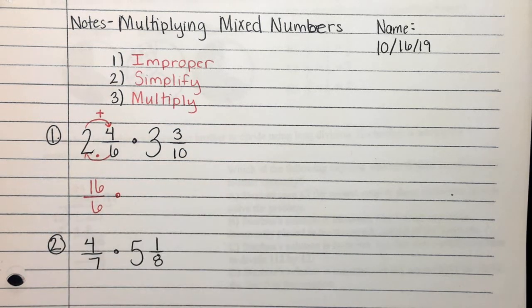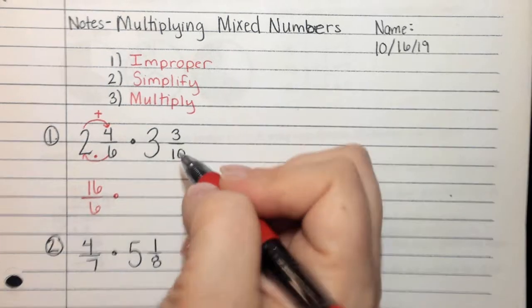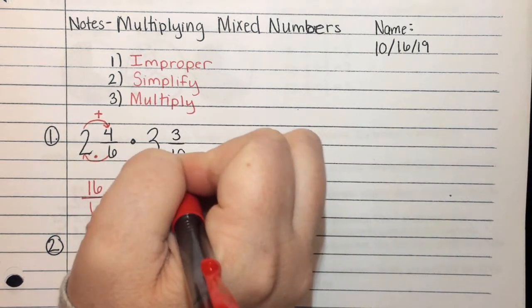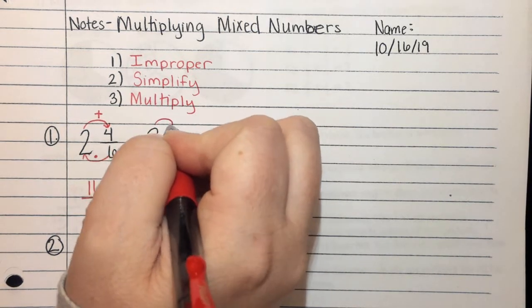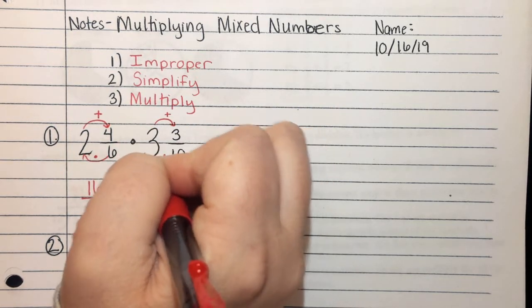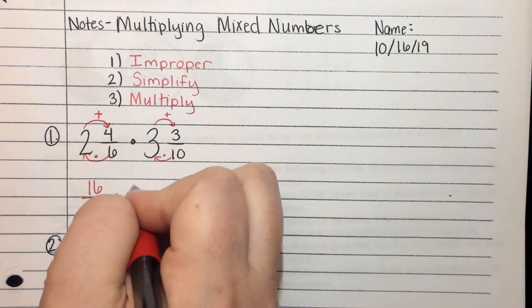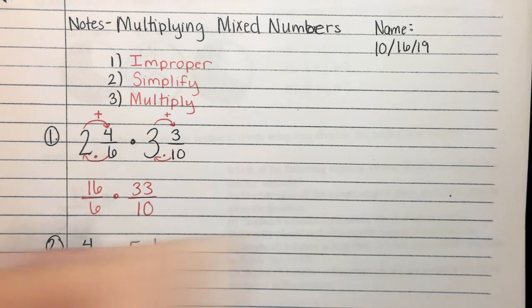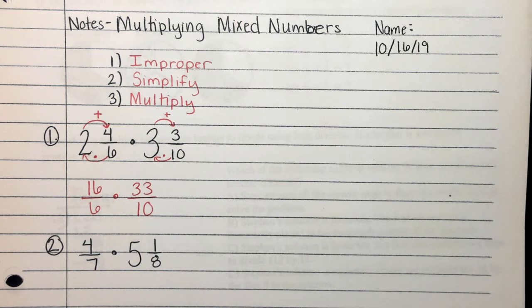Are there questions on where I got 16 over 6 from? Okay. So we're going to do the same thing to 3 and 3/10. I'm going to do my backward C. 10 times 3 is 30. And then we're going to add the 3 on top. And that gives me 33. 10 times 3, 30. Plus 3 is 33. Over, what goes on the bottom? 10 still. Okay. Now I'm just working it like yesterday. Okay, are there any questions on where I got those 2 fractions from so far?